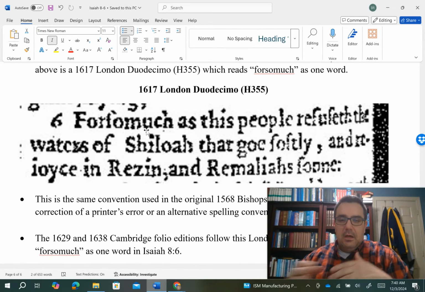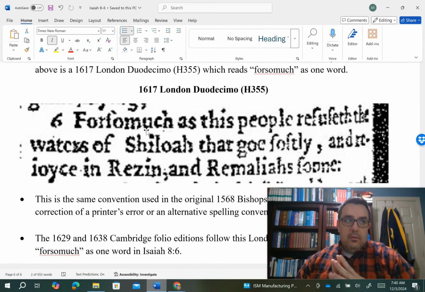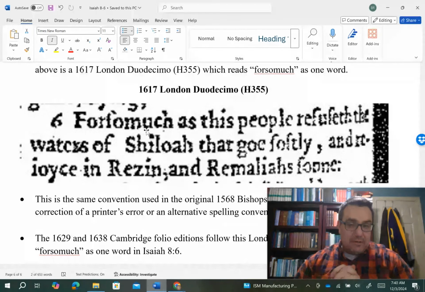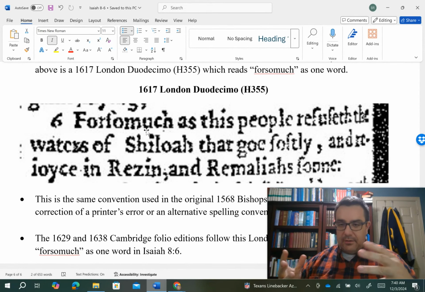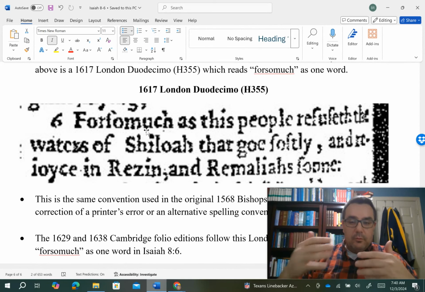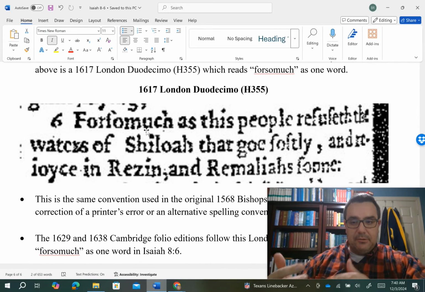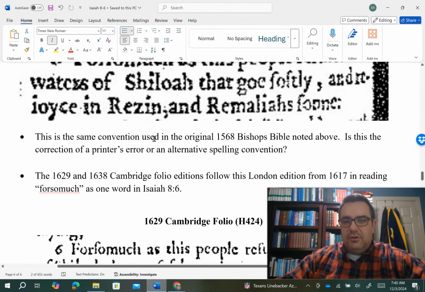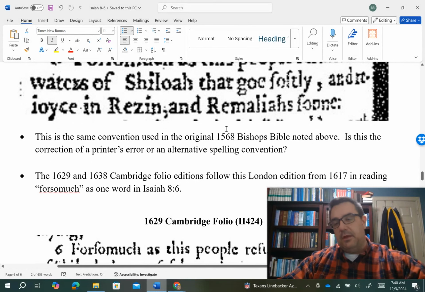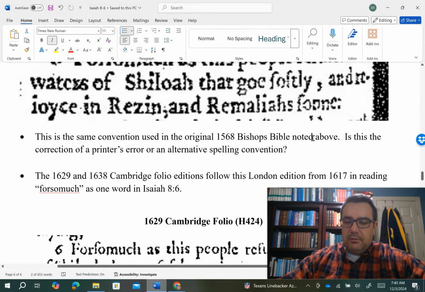So by this point, by 1617, there have been multiple editions in different sizes of the King James that have had it as three separate words, which matches and fits the preponderance of the evidence for what we see before 1611, as I demonstrated earlier in this video. Okay, so this is the same convention. So one word, "forsomuch." This is the same convention used in the original 1568 Bishops noted above.